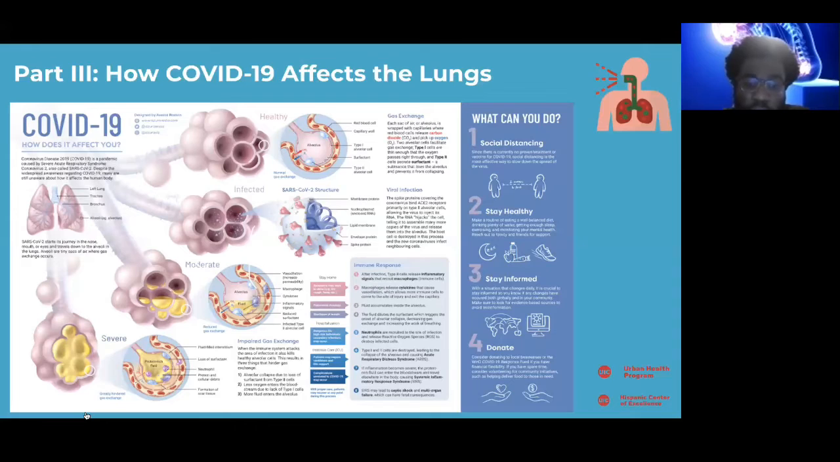As it goes further on, the cells are being more rapidly destroyed, which leads to more collapsing and to acute respiratory distress syndrome, and that's when you're in the intensive care unit. As it continues further on, you're more and more likely to face death. Essentially, it just impairs gas exchange and leads to oxygen deprivation of certain parts of your body. And that's basically it.